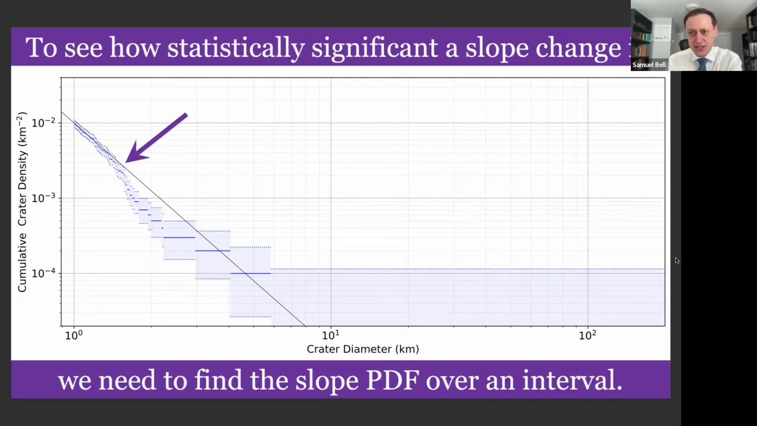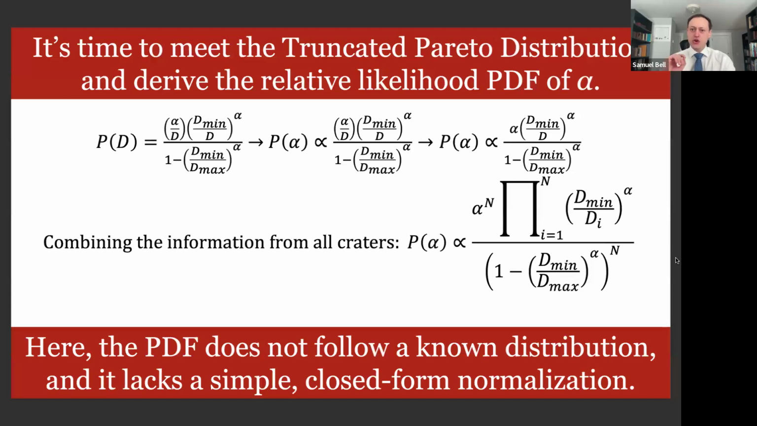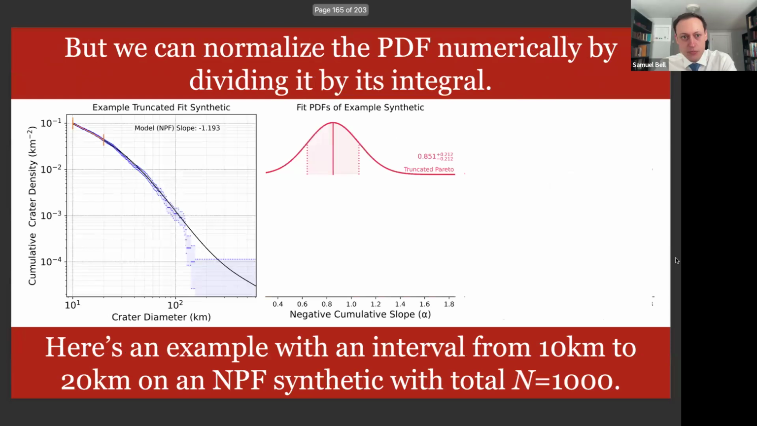To see how statistically significant a slope change is, we need to find the slope PDF over an interval. It's time to meet the truncated Pareto distribution and derive the relative likelihood PDF of alpha. Here, the PDF does not follow a known distribution, and it lacks a simple closed form normalization. But we can derive the PDF numerically by dividing it by its integral. Here's an example with an interval from 10 to 20 kilometers on an NPF synthetic with a total N of 1,000.